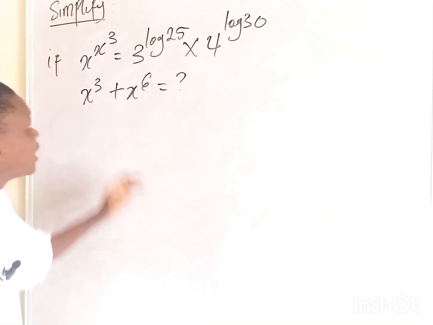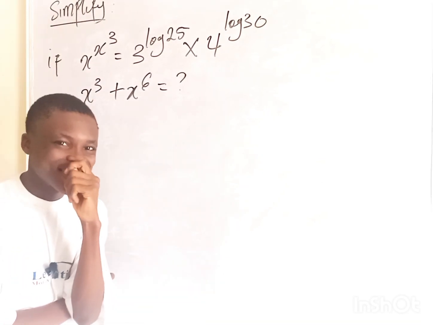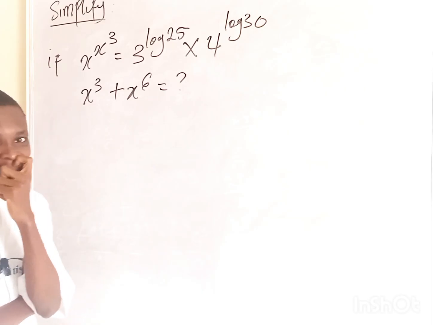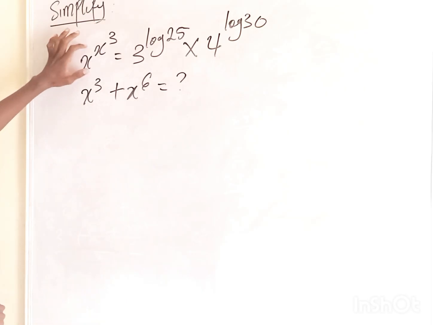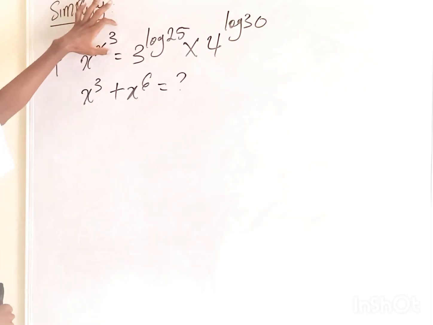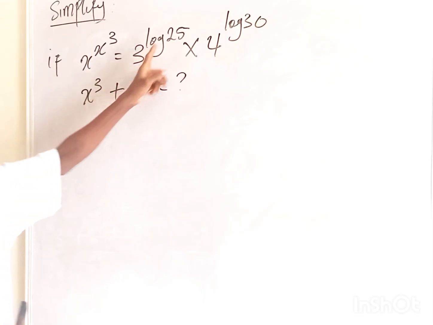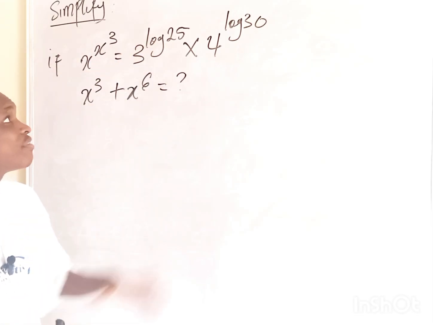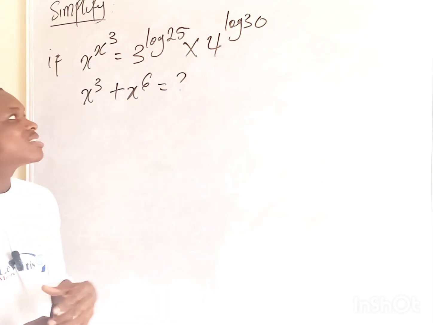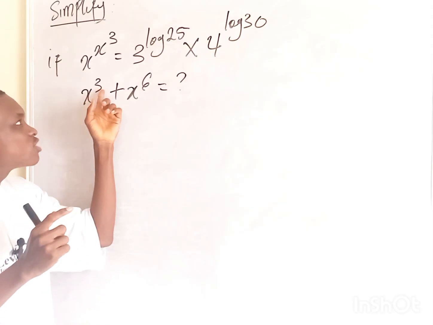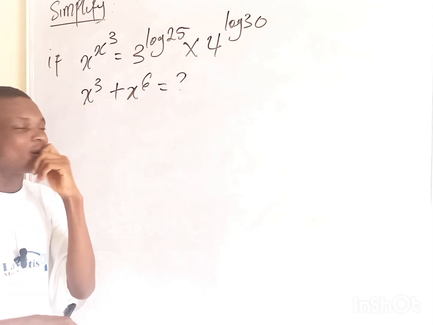Our task today is to see how we can simplify this nice logarithm equation. The question says if x to power 3 equals 3 raised to power of log 25 times 4 raised to power of log 30, what is the value of x cubed plus x to power 6?